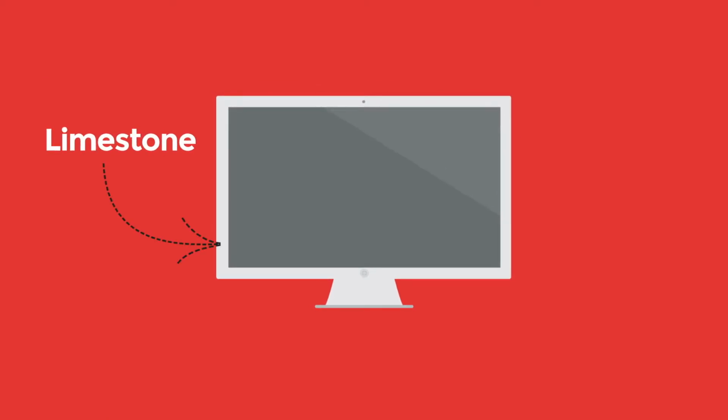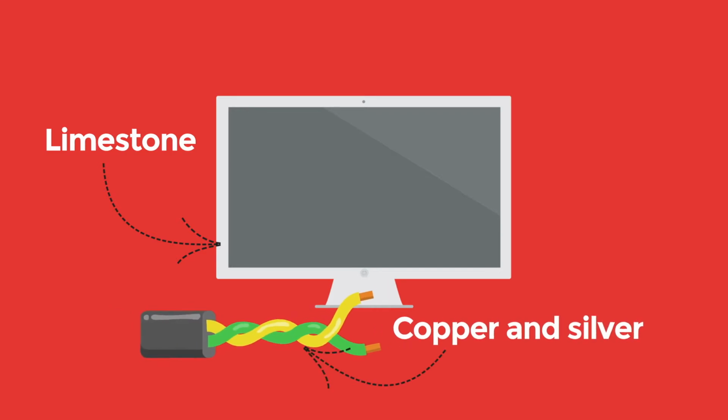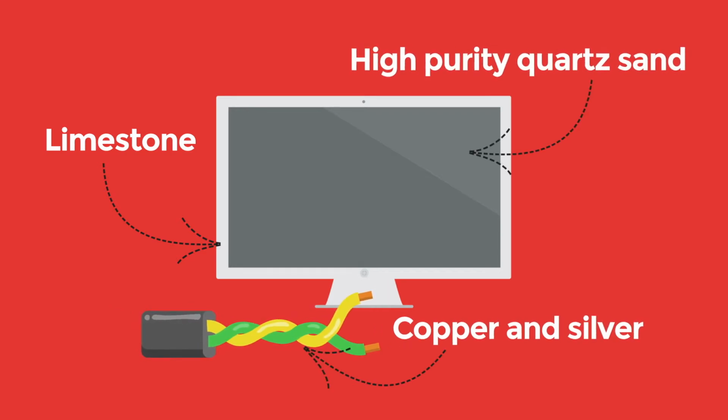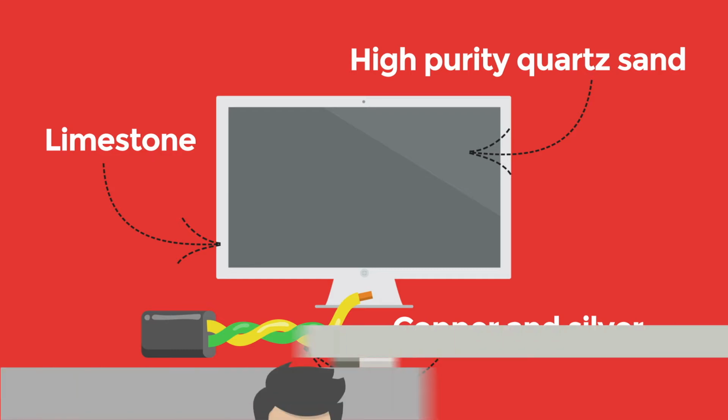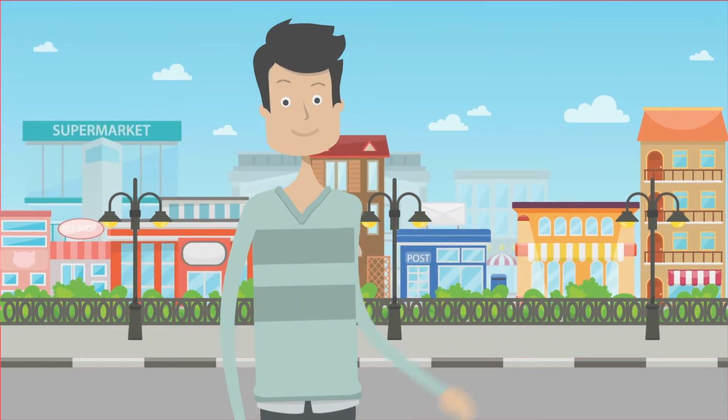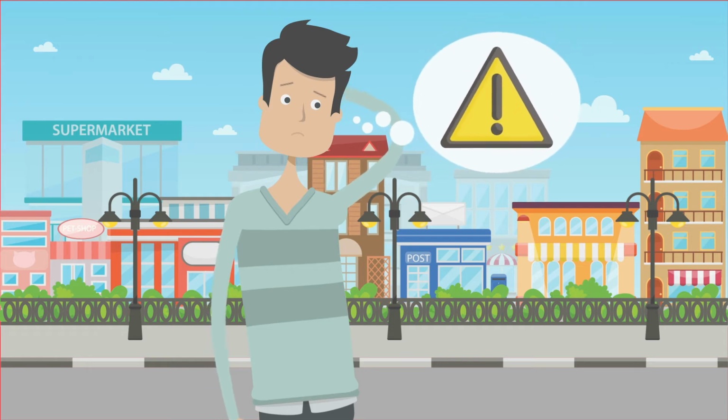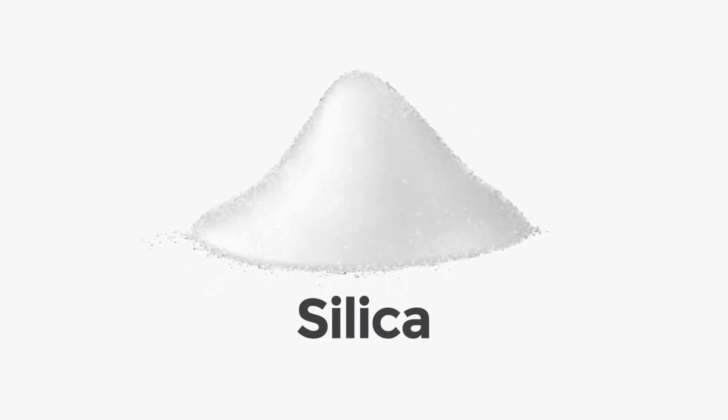Even the device you're watching this video on is made with minerals. Limestone in the plastic and rubber components, copper and silver in the wiring and control boards, and high-purity quartz sand in the fiber optics and monitor screen. These examples scratch the surface of how minerals affect our lives, but it's important to remember that minerals are not without hazard. In this video, we'll discuss the possible hazards of working with silica.